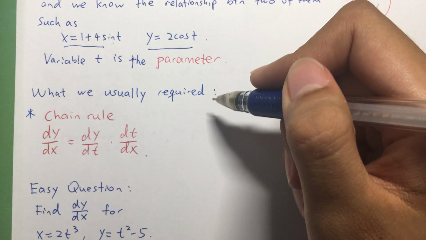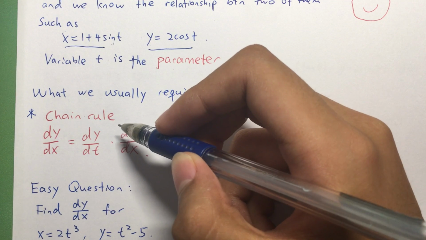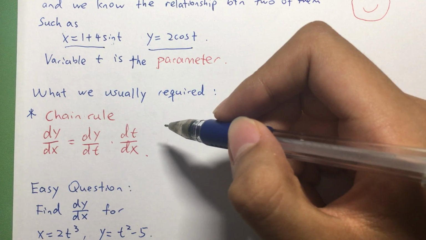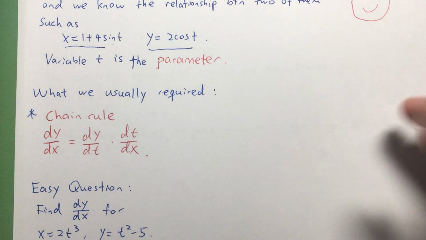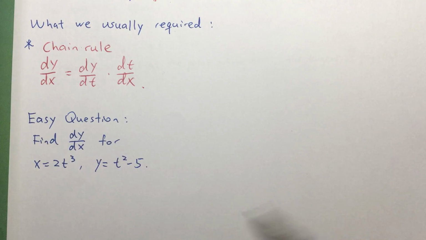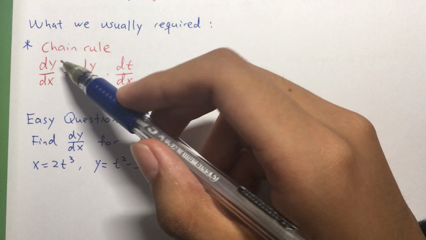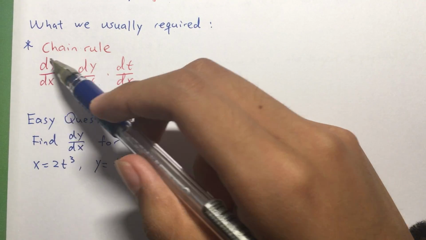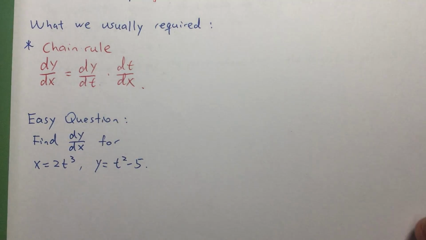So what we usually need is to use the chain rule when solving this problem. For this kind of problem, about 95% of the questions need the chain rule. So what is the chain rule about? We revise this again. There are three variables, right? x, y, and t, and we can get the relationship between y and x from the other two relationships.